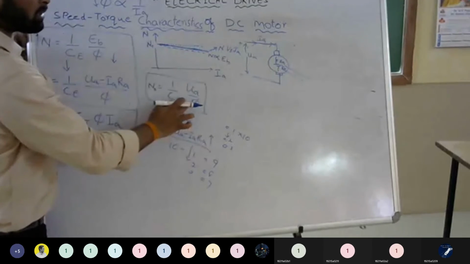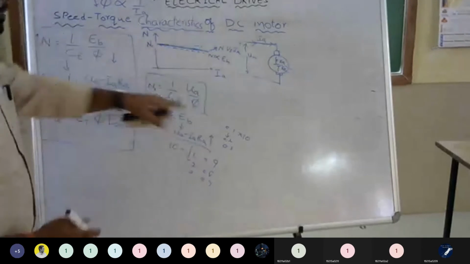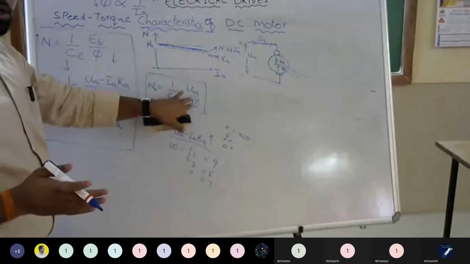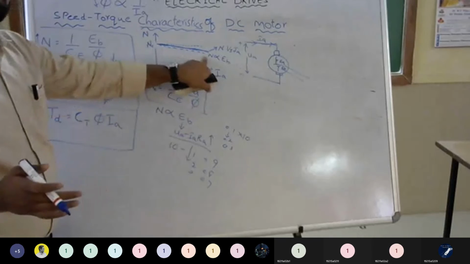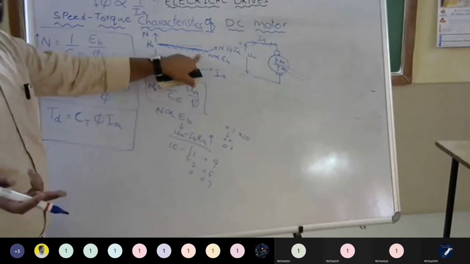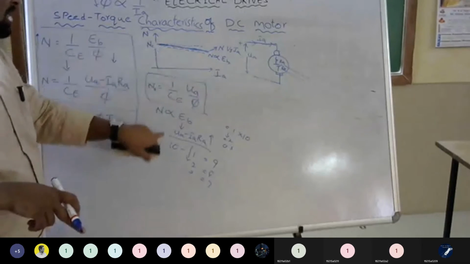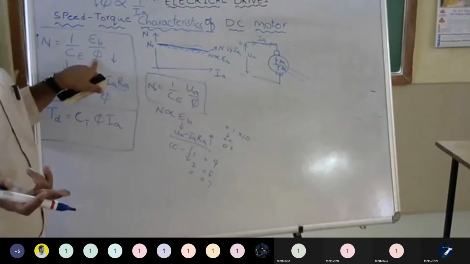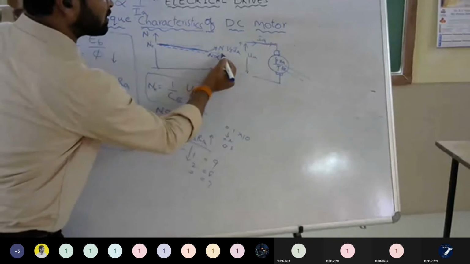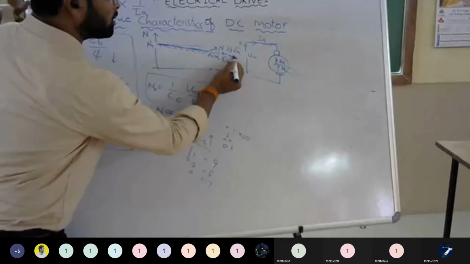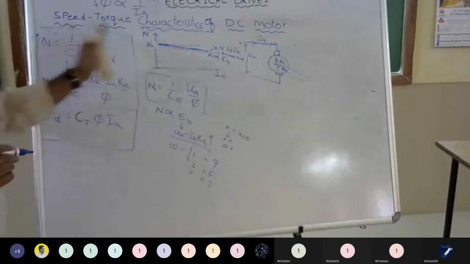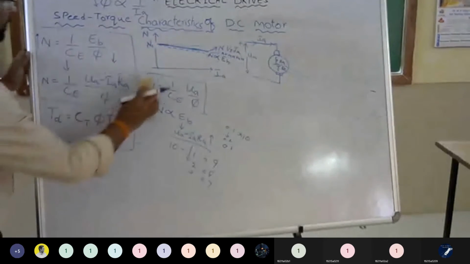Why I sometimes take flux as constant depends upon the flux. Suppose we go with the DC separately excited motor, at that time flux will be constant. So these are the characteristics of a separately excited DC motor. But if a DC shunt motor comes, flux will also depend upon IA. At that time this increment is due to the armature effect. Okay, these are the speed and current characteristics.